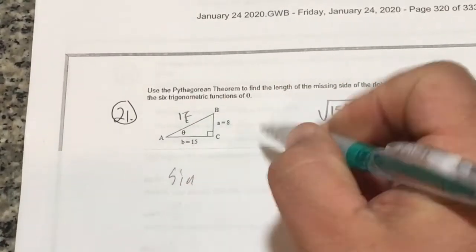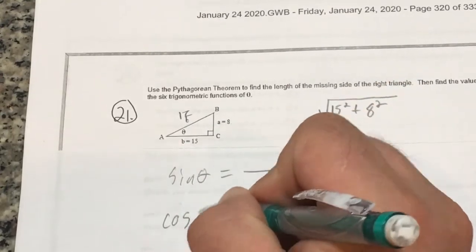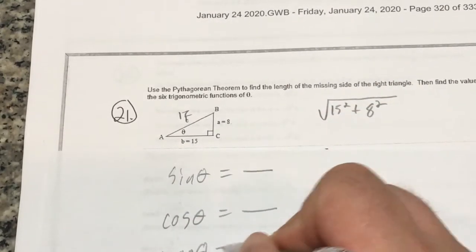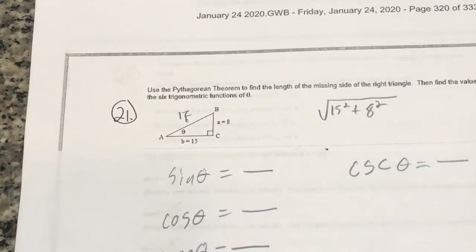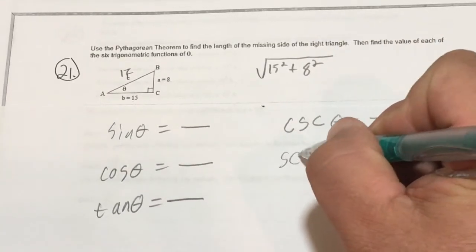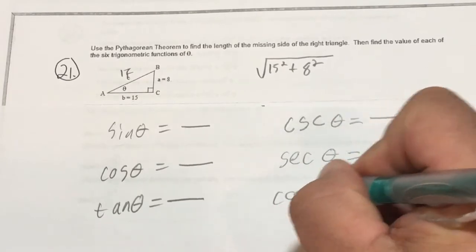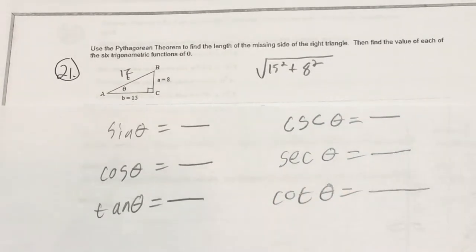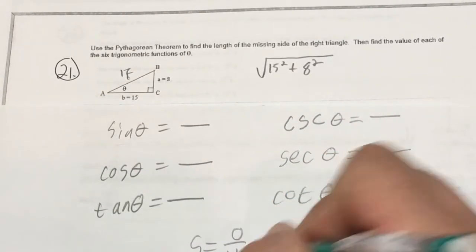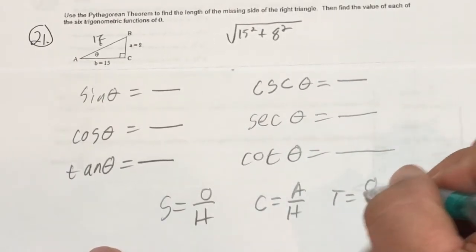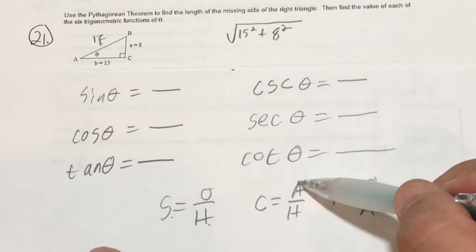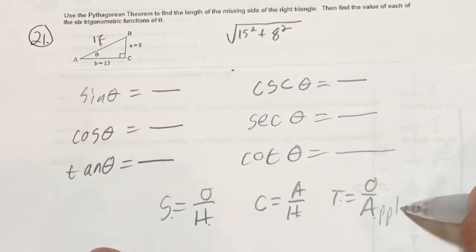So sine of theta equals, cosine theta equals, tangent theta equals, cosecant theta goes with sine, equals a fraction. Secant theta equals a fraction. And then cotangent theta equals a fraction. I know it's a bother. SOHCAHTOA. You want to write this down as soon as you get into the testing center. SOHCAHTOA: Some old hippie caught another hippie tripping on apples.